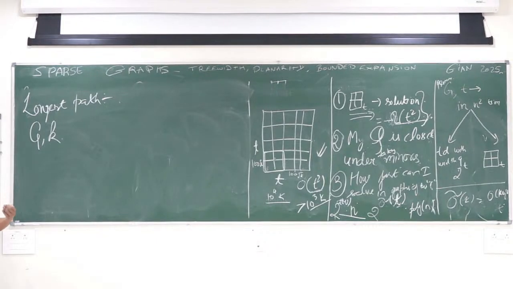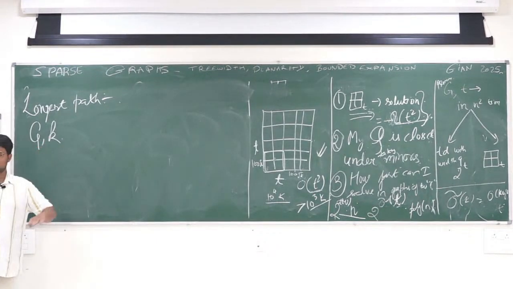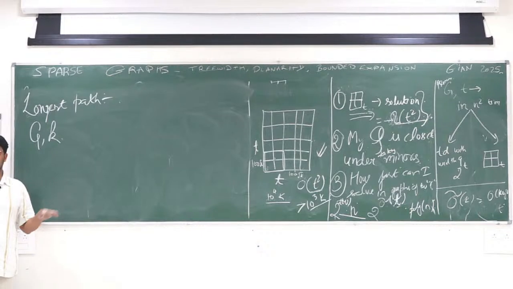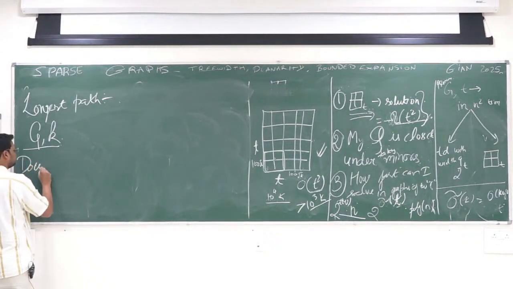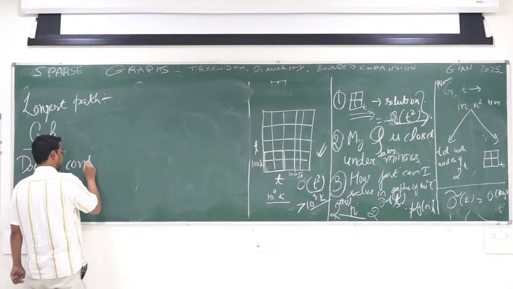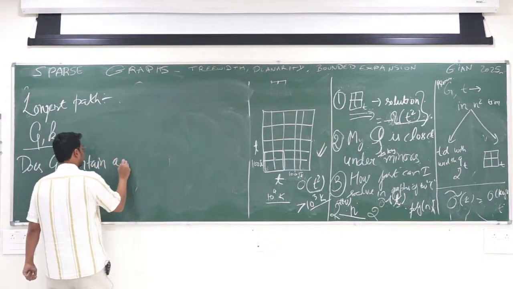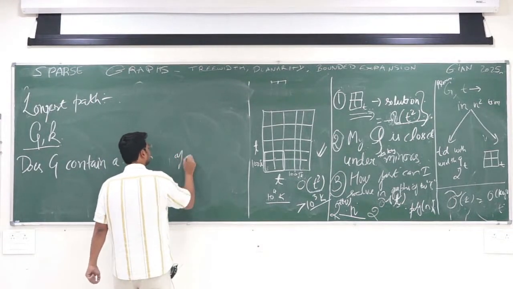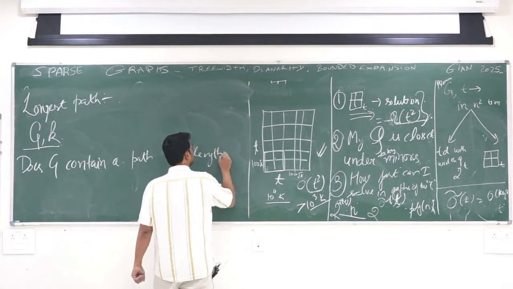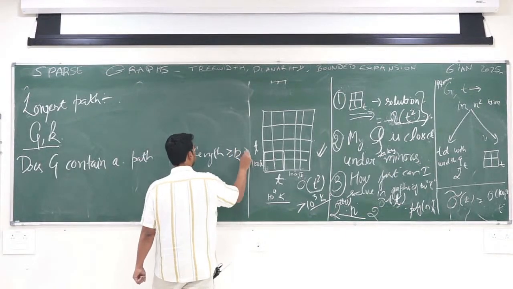Because if you put k equal to n, you get Hamiltonian path, and Hamiltonian path is hard. So this is one of the most well-studied problems in parameterized complexity. It gave a lot of great insights and tools to handle other problems as well. So the question is, does G contain a path of length greater than or equal to k?